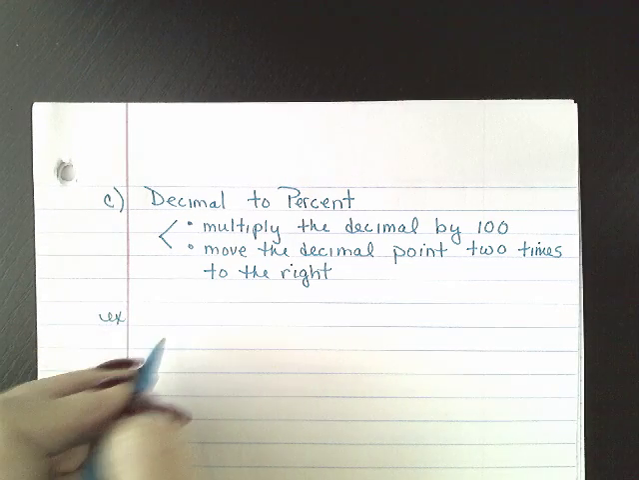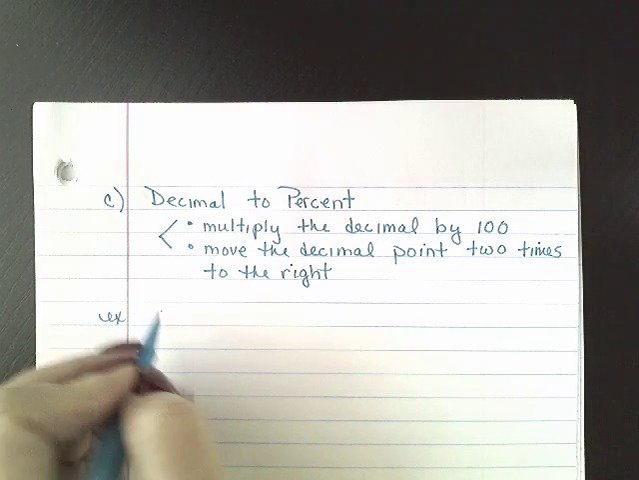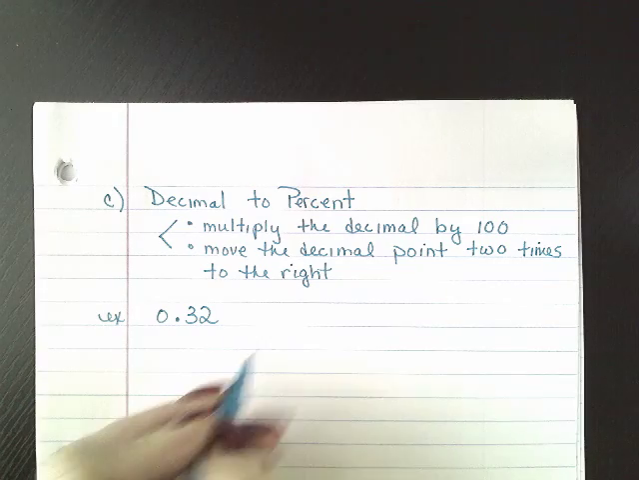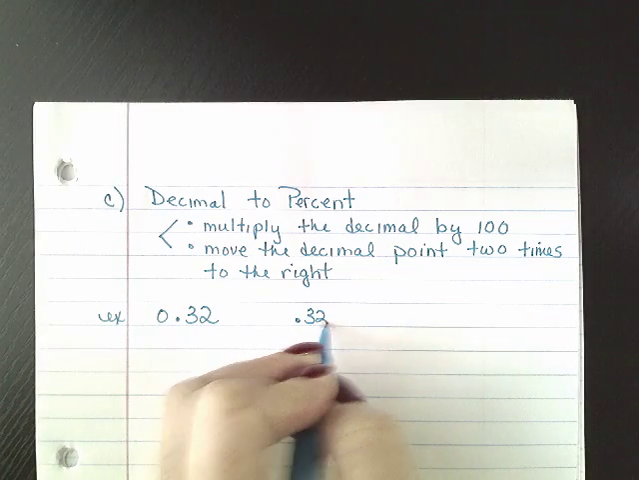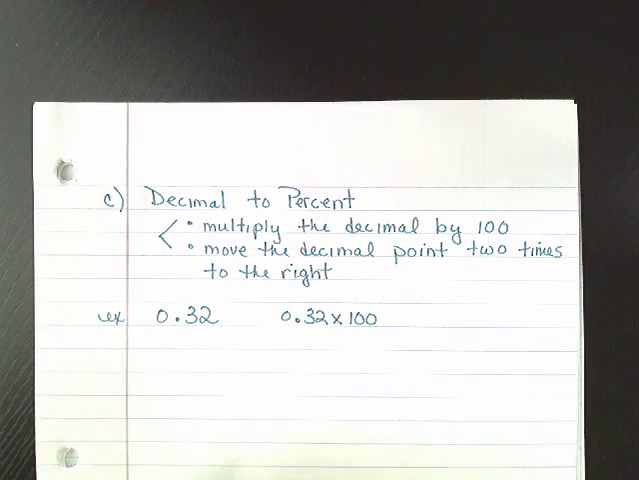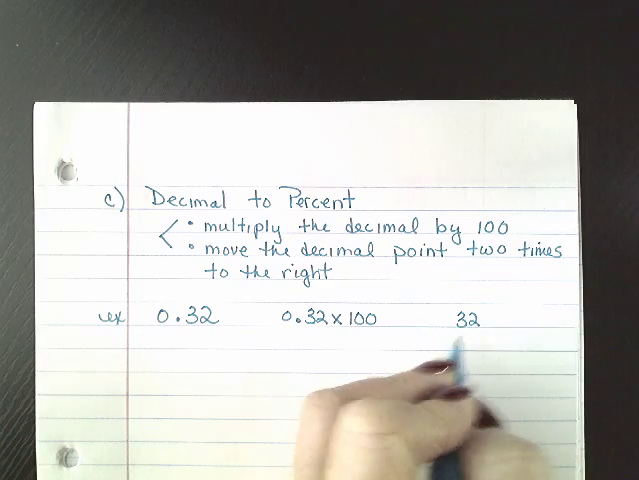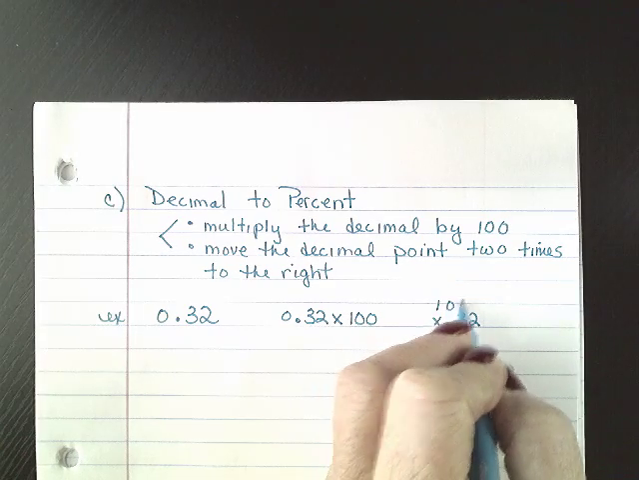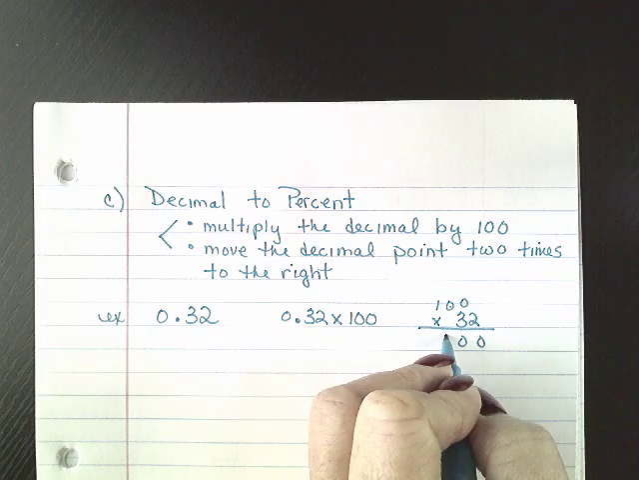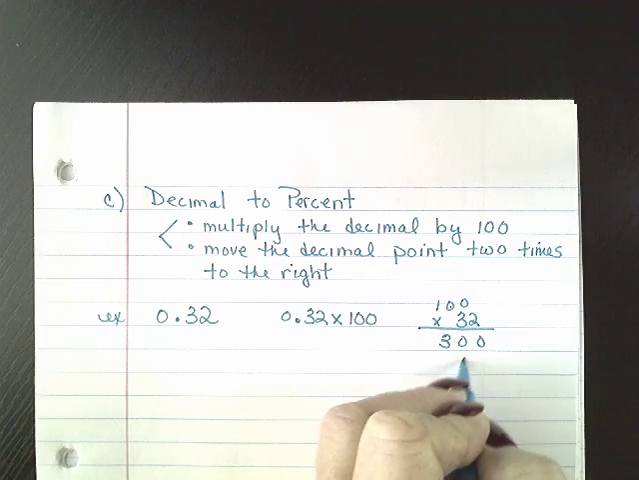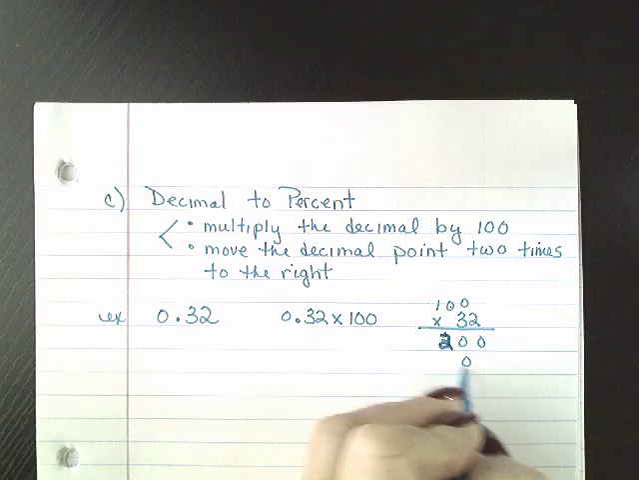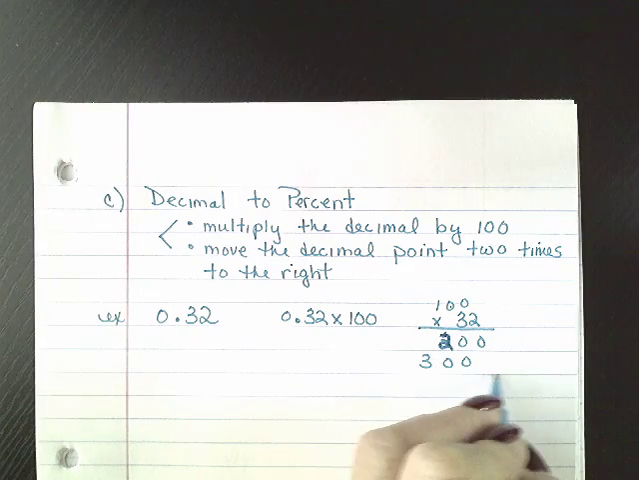So for our examples, I have 32 hundredths. If I take 32 hundredths and I multiply that by 100, I'm going to do the first one out so that you can see. So we would do 32 times 100. 2 is 0, 0, and 3. And then 2. And then 0, 0, and 3.